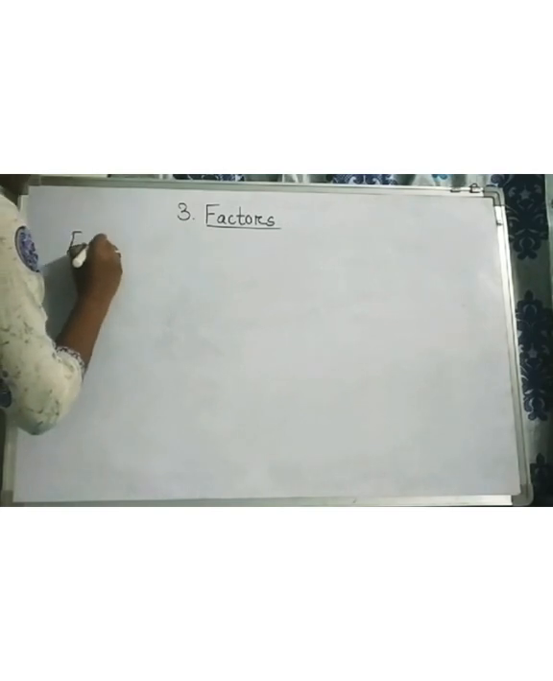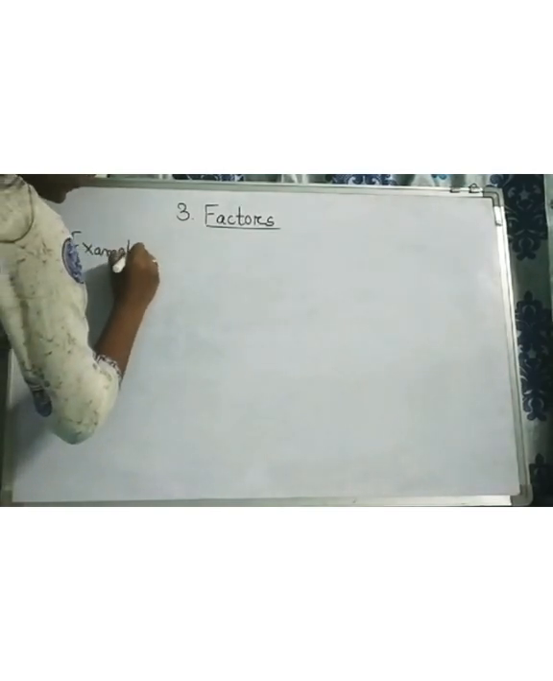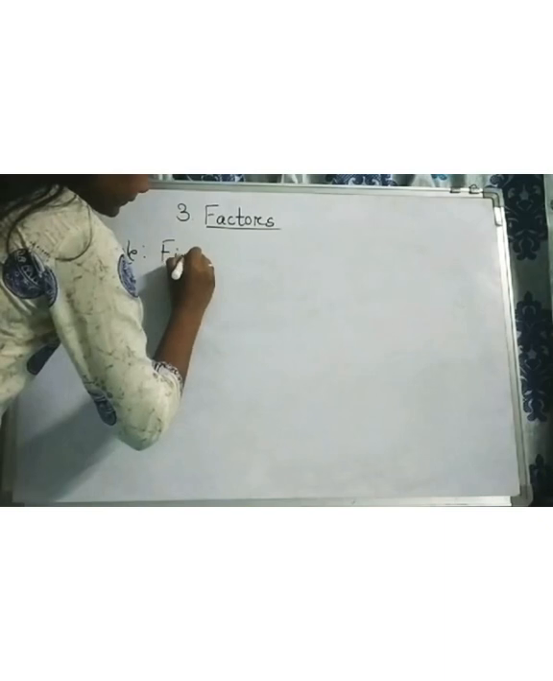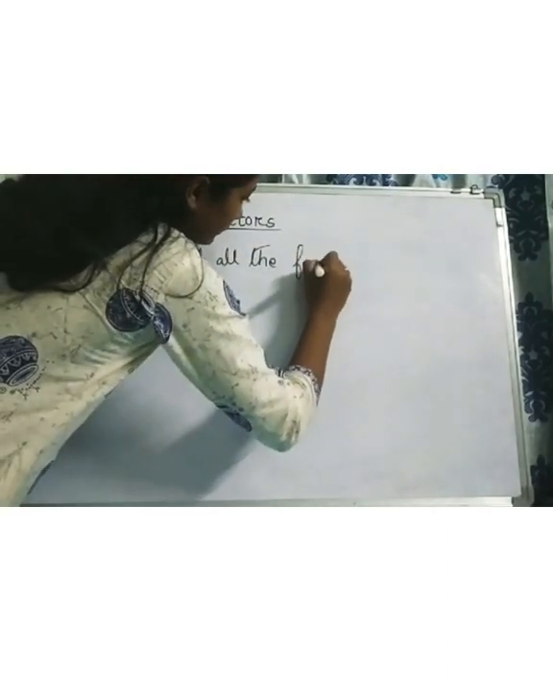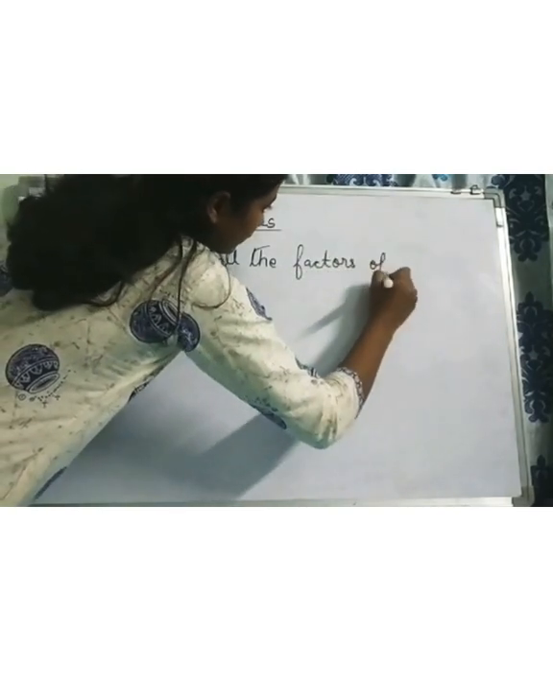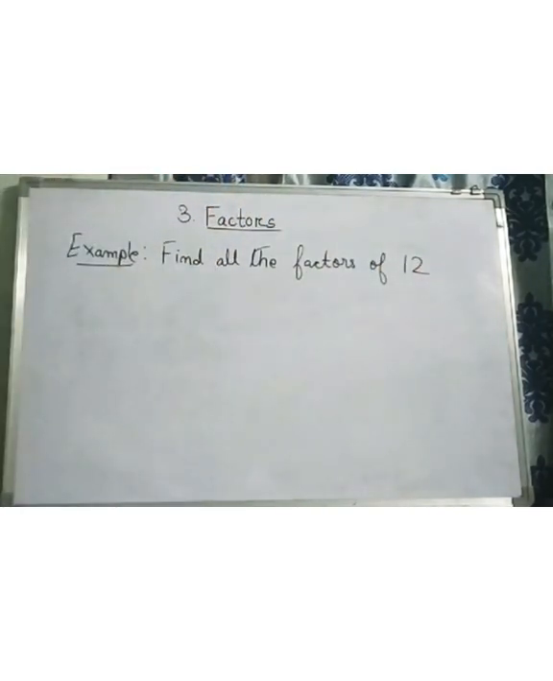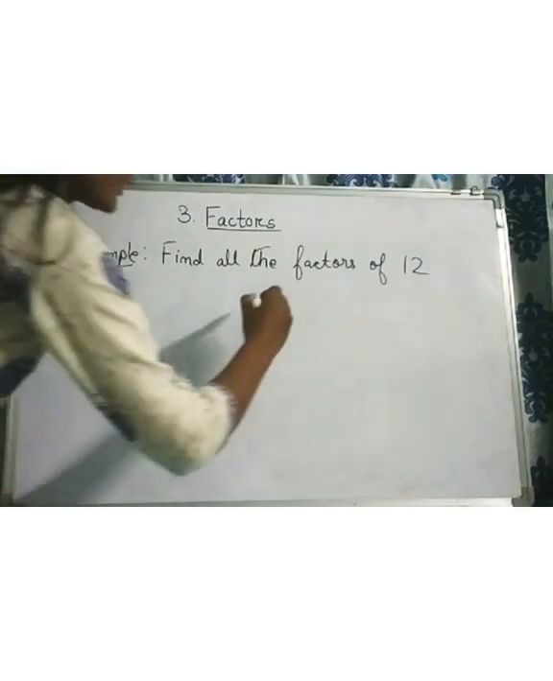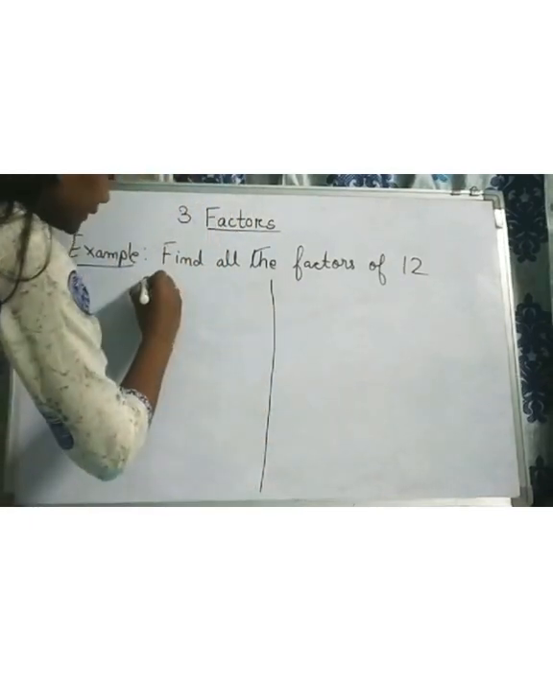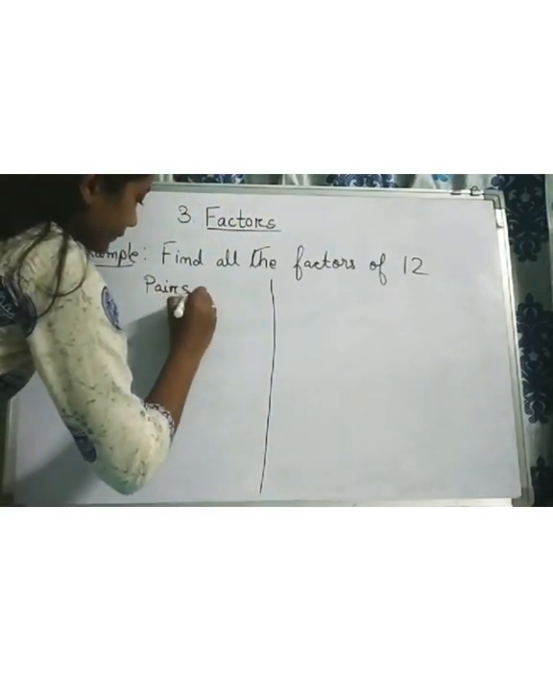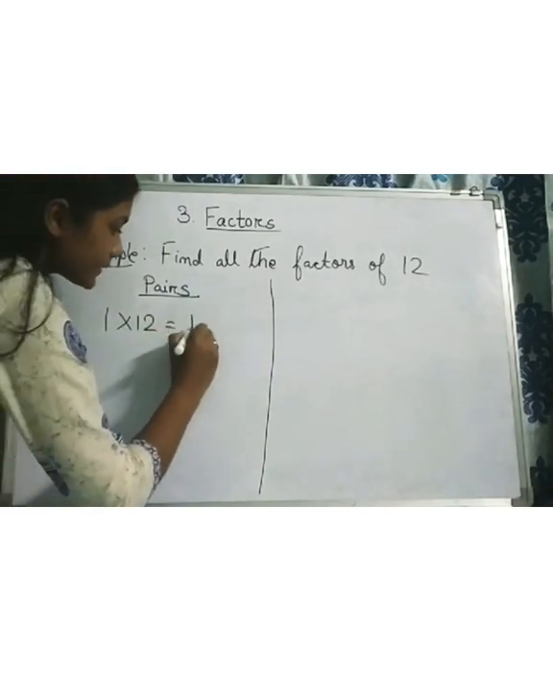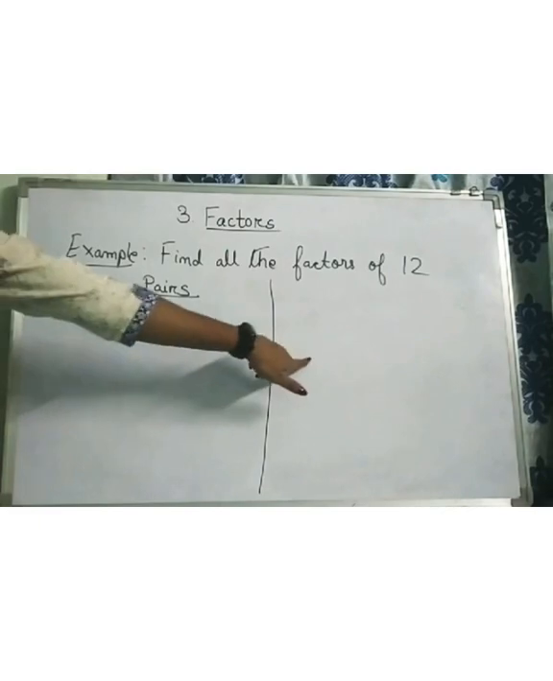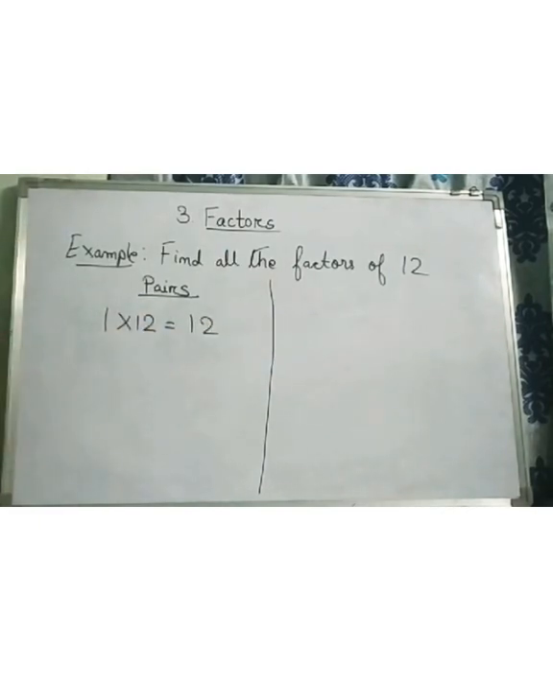Now let us take an example. Find all the factors of 12. So now we have to find all the factors of 12. How will we find the factors? Here I will write the pairs. First is 1 into 12 is 12. Now we will check whether 1 and 12 are factors.